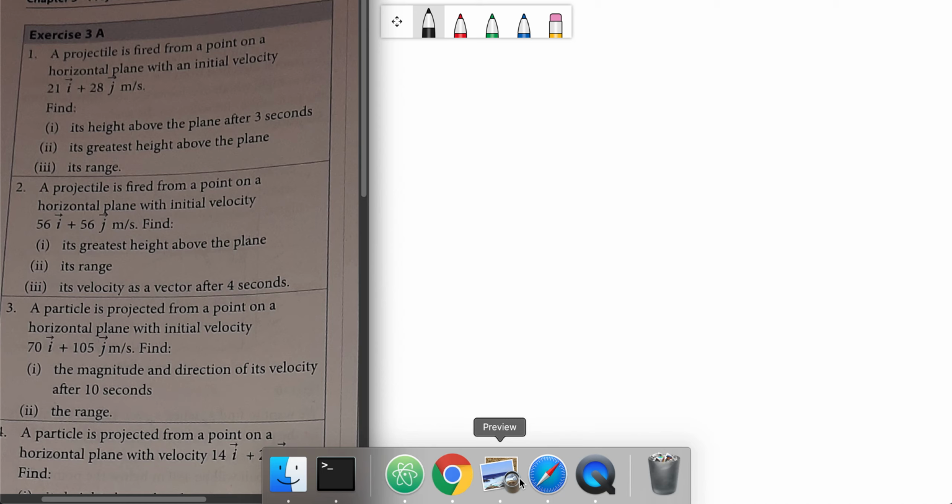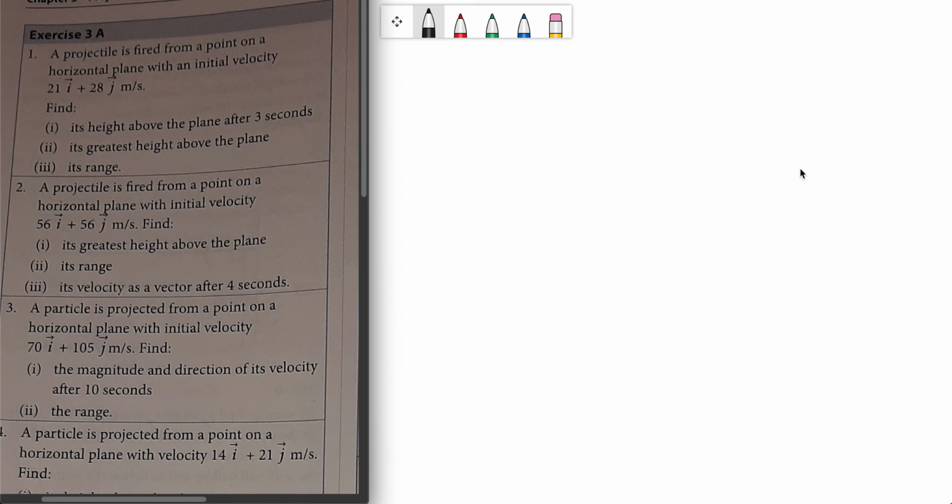Question 1, part 3, we want to find the range if the initial velocity is 21i and 28j.